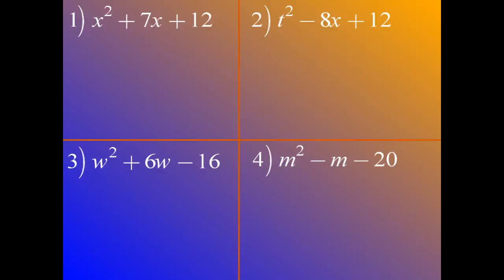All right, let's quickly walk through these. The first one: 2 factors of 12 that, when I add them, I'm going to get 7. Well, that's going to be x plus 4 and x plus 3. Okay?